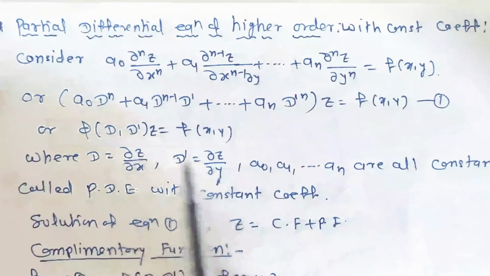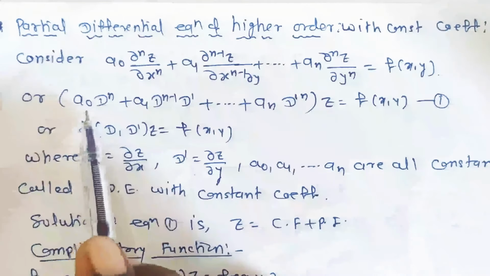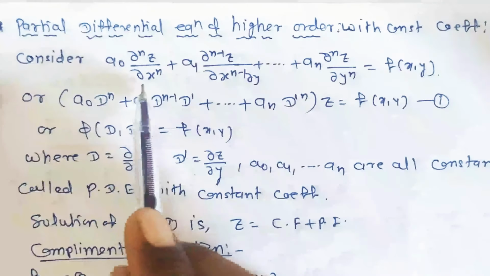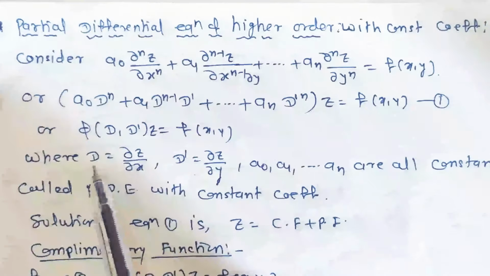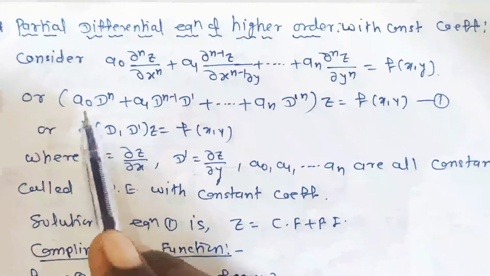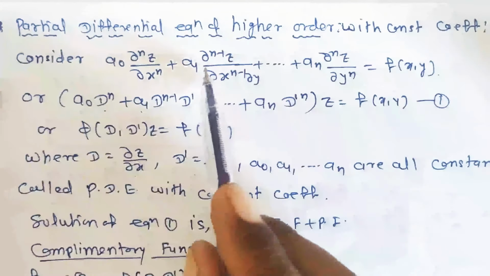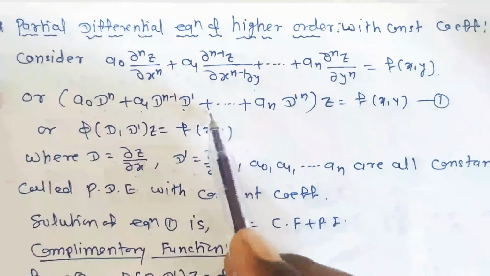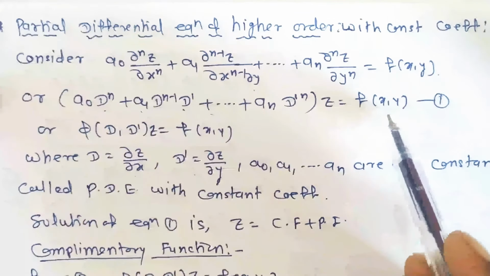So if we use this substitution, then we will get this differential equation in the form of a0 D raised to n, because here only ∂^n z upon ∂x^n. So capital D is ∂z by ∂x; if we take power of D as n, then we will get ∂^n z upon ∂x^n. So a0 D^n plus a1 D^n-1 into ∂z by ∂y, that is D dash, plus so on plus an D dash^n z is equal to f of x y.